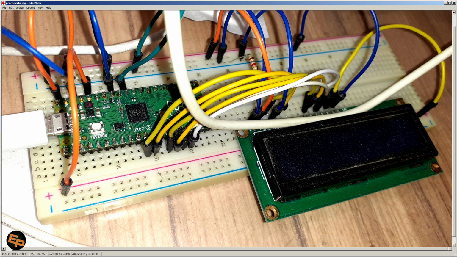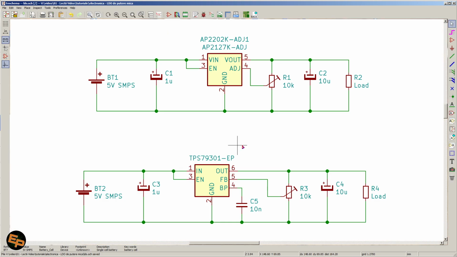And for that I will use Raspberry Pico. And basically, in order to obtain nice, accurate results, I need to smooth the power supply rails with such an LDO that I have shown you in this video. So that's pretty much it.